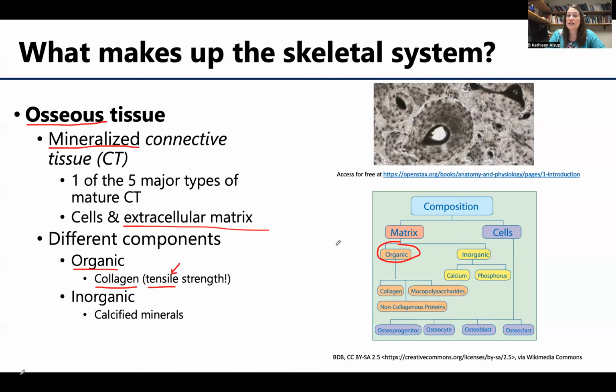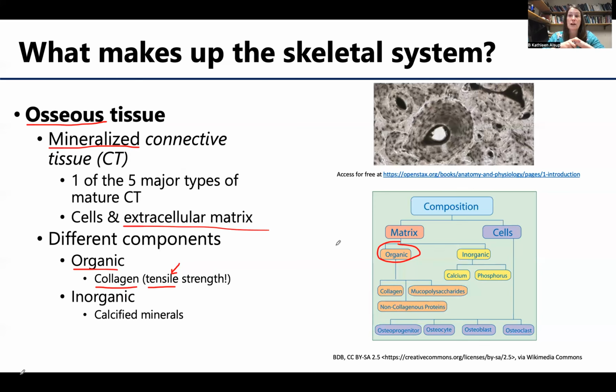But collagen is not stiff. That's an important component. So it's going to confer some flexibility to the bone. And you don't typically think, oh, I want my bones to be flexible. Well, you don't want them too flexible, but you do need some flexibility in order to be able to withstand a lot of the forces that are conferred upon bone.